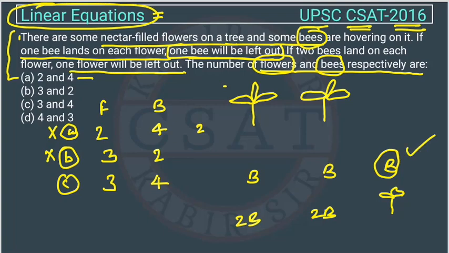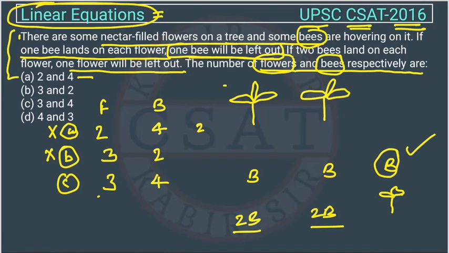The second condition, now we are giving 2 bees to each flower. So we give 2 bees to the first flower and then 2 bees to the second flower. Then 1 flower is remaining. So in the third option, both conditions are getting fulfilled. So we have 3 flowers, and if we attach one bee here, one bee here, one bee here, 1 bee is remaining. So the first condition is fulfilled. The second condition is we are attaching 2 bees here, 2 bees here, so 1 flower is remaining. So this condition is also getting fulfilled. So this could be the answer.